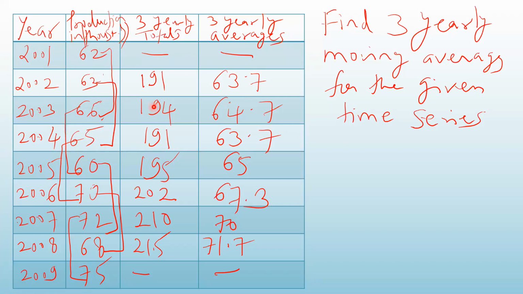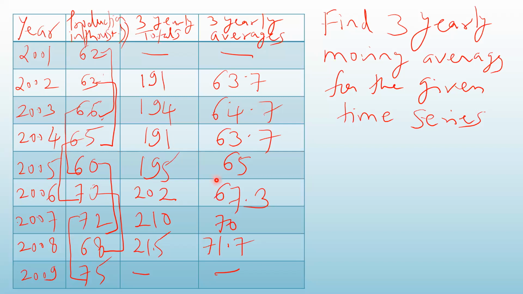Sum is 194, average is this. Then leave 63, take 65, 66, 65 and 60. Take the average of these 3 and write down the value here. Then for 2005, take this. So in this way, leaving one value from the top and moving from top to the bottom by taking the average. Okay, so that is how you get the 3-yearly moving averages.